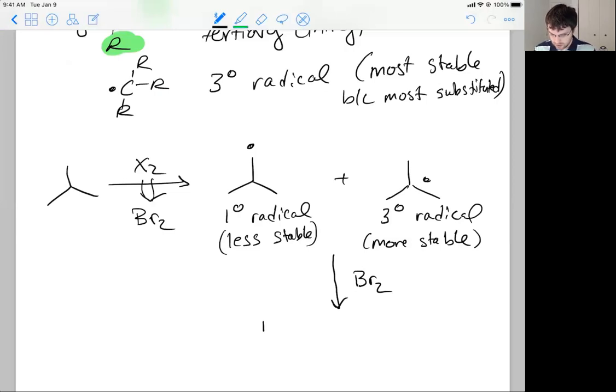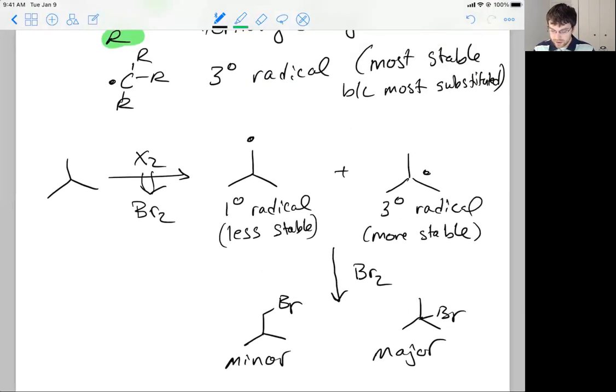So what that means is that amongst the products, we're going to form the less stable product less often. And so that's going to be the minor product. And then this, the bromine, is going to be the major product.